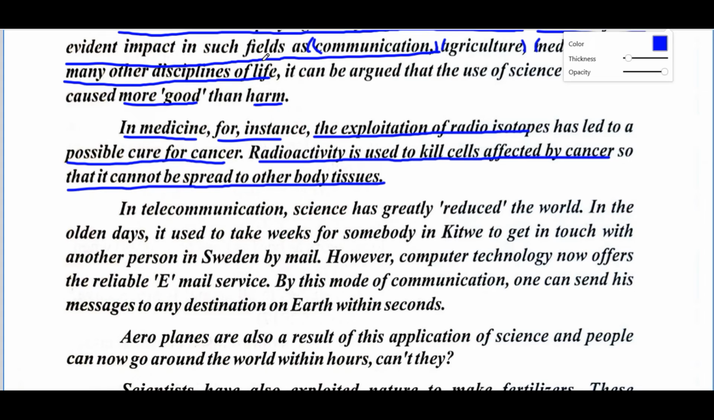So we have given that. This is the first point that you have given. You've talked about the importance of science in line with medicine. Let's go in terms of communication.